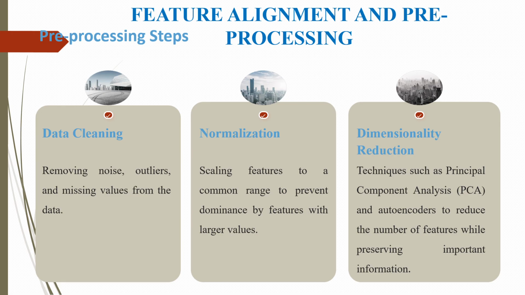And the third one is dimensionality reduction. Techniques such as principal component analysis and autoencoders reduce the number of features while preserving the important information. So this is all about feature representation.